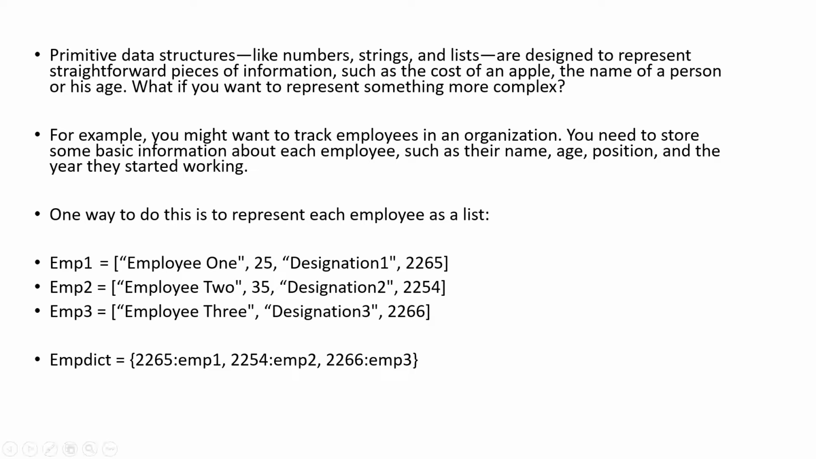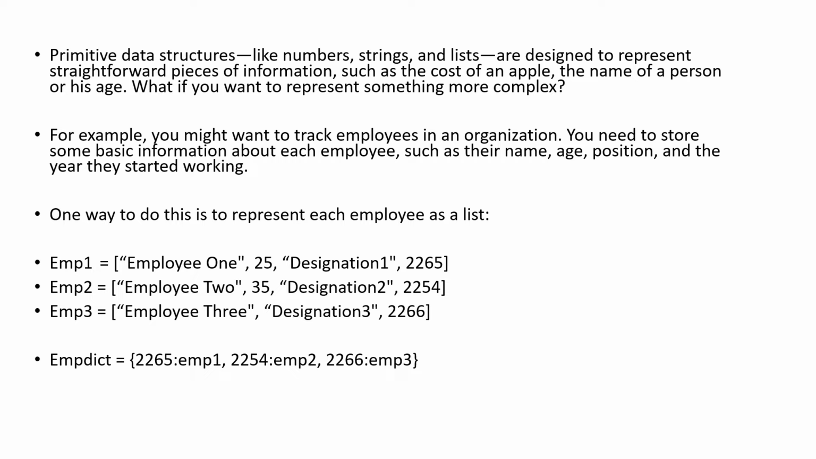One way to do it is you create a list for every employee and you store the data like this: the name of the employee, then his age, then his designation, then his employee ID, and so on. Then you can have a dictionary with something unique like employee ID, which is unique for each and every person. So I will use employee ID as the key and the list as the data. Now you can store this information this way.